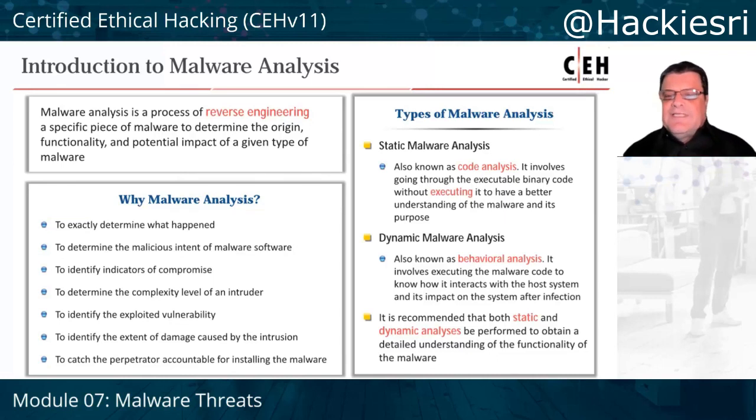Types of malware analysis include static malware analysis, also known as code analysis. It involves going through the executable binary code without executing it to have a better understanding of the malware and its purpose. This could include, in fact, going to source code levels and doing a line-by-line analysis. Dynamic malware analysis, on the other hand, is also known as behavioral analysis. It involves executing the malware code to know how it interacts with the host system and its impact on the system after infection. It is recommended that both static and dynamic analysis be performed to obtain a detailed understanding of the functionality of the malware.